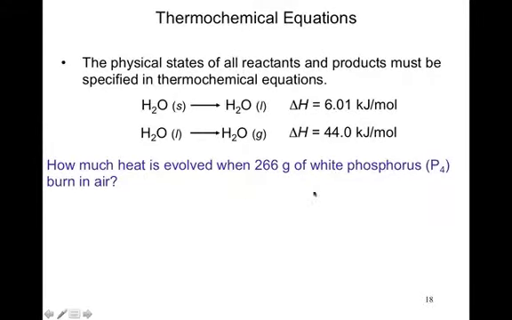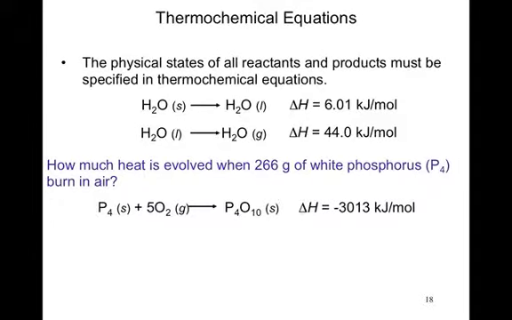So let's see what we have here. 266 grams of white phosphorus burning in air. If you were going to solve a problem like that, calculate the heat, we're talking about enthalpy, we'll want to write phosphorus plus oxygen for combustion. So P4 plus O2 yields P4O10.